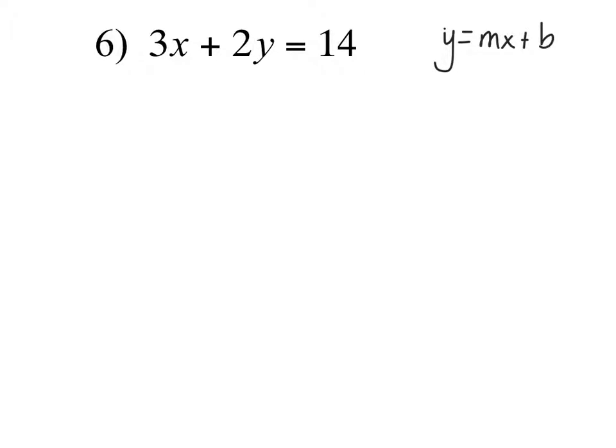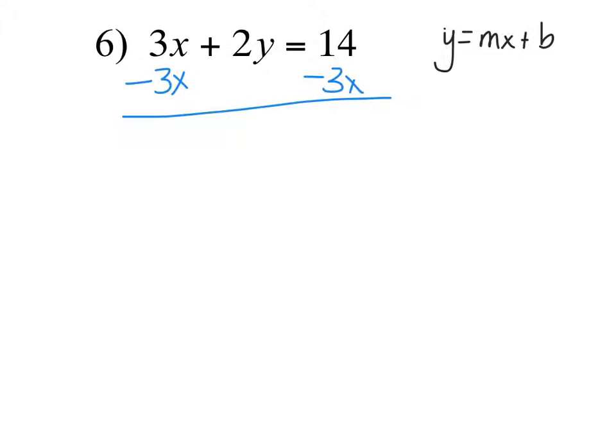So in order to get y by itself, I've got to move this 3x first. Now 3x is a positive number, so I want to do the opposite. So I'm going to subtract 3x from each side of the equal sign. Notice, what happens on the left side has to happen on the right side.